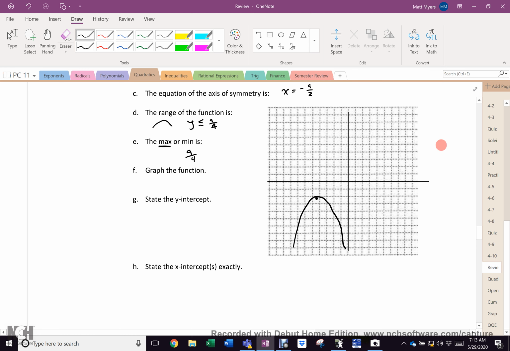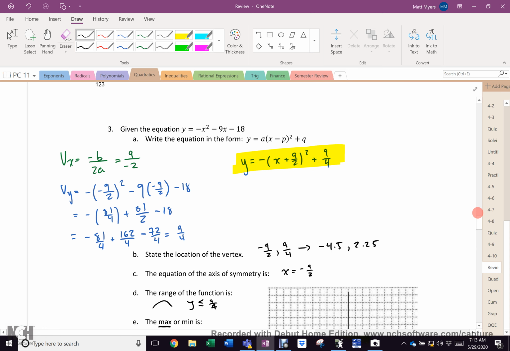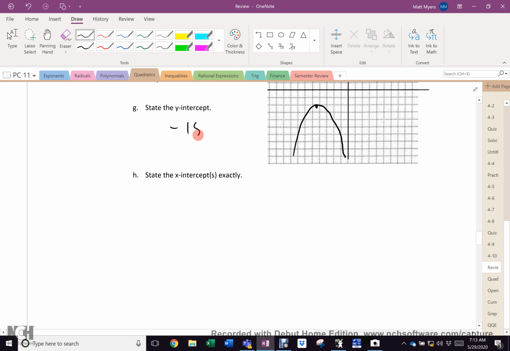State the y-intercept. We already know how to do the y-intercept because it's in standard form. So the y-intercept is negative 18. X-intercept exactly. There's none. Look, it started down here and it never touched the x-axis.